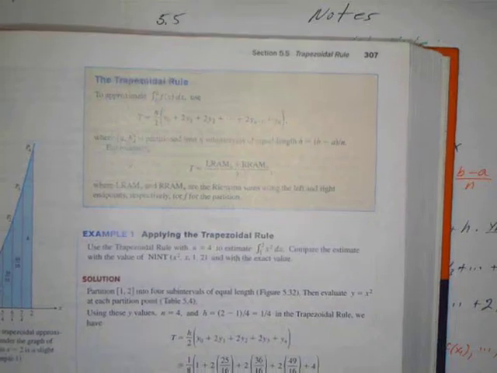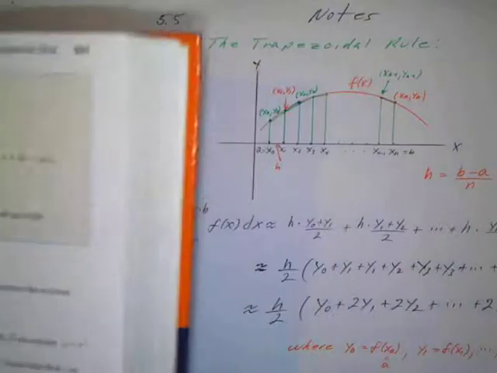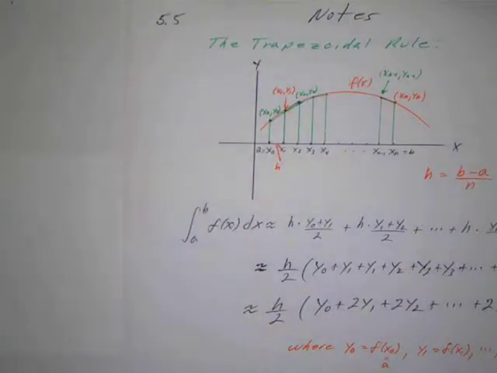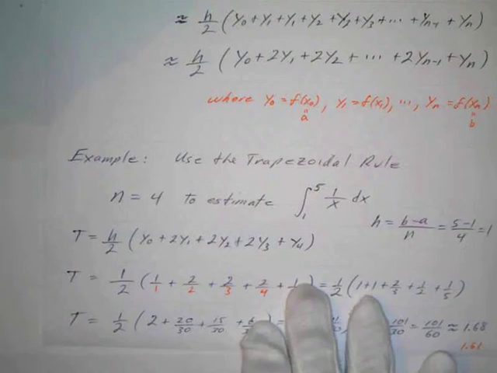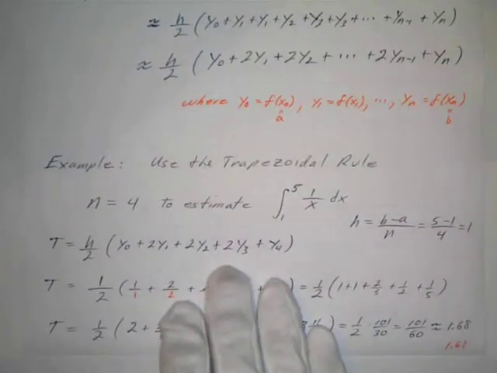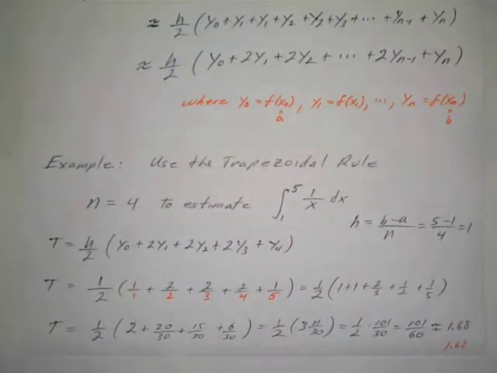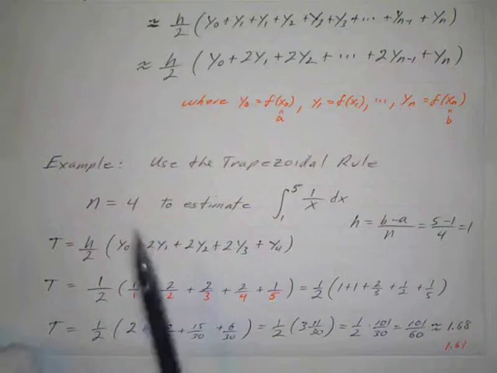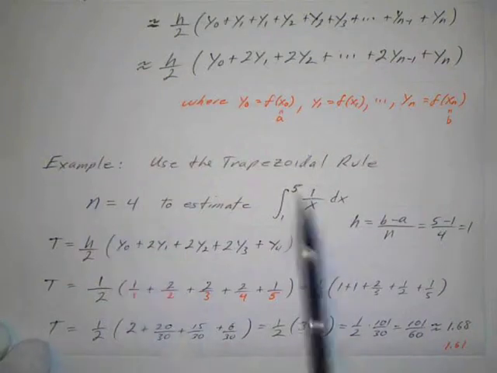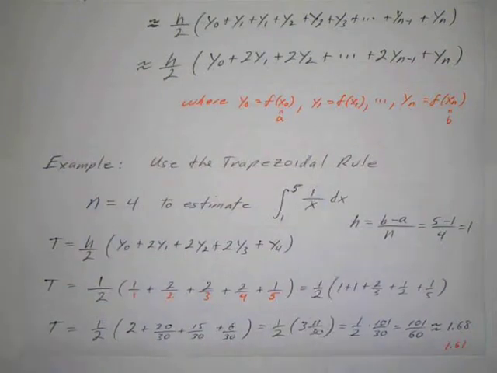I did an example. They've got an example in the book. Again, this is on page 307. This is a slightly different example I picked. So let's take a look at this. Use the trapezoidal rule, and I kind of tried to make it easy, but it didn't come out that easy. N equals 4 to estimate this integral from 1 to 5 of 1 over x dx.